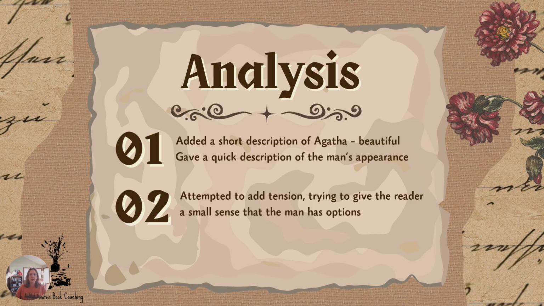So let's talk about what I did here. I added just a little bit of description of Agatha, so we know that she's beautiful. Again, it's 250 words. It's really tough to add a lot of description and such in such a small space, but I did add that in. I gave a quick mention of the man's appearance, that he was bloodied and he was definitely having a hard time in the forest. And then we added tension.